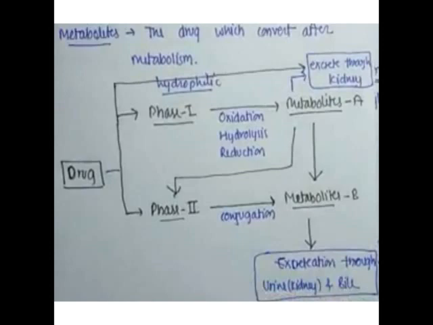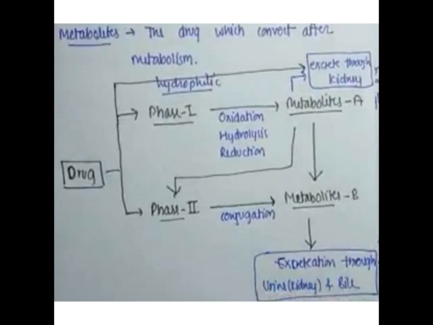Second, these metabolisms are of two types, phase 1 metabolism and phase 2 metabolism. In phase 1 metabolism, reactions take place. In phase 2 metabolism, conjugation or coupling takes place. So in phase 1, what happens? Oxidation, reduction, hydrolysis, such reactions take place. In these reactions, drugs are converted into the hydrophilic form.